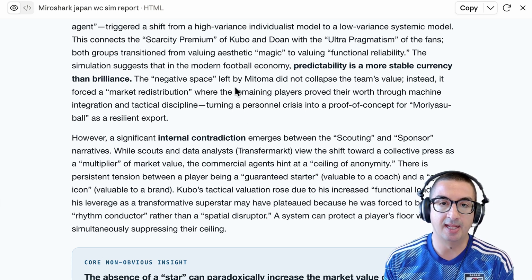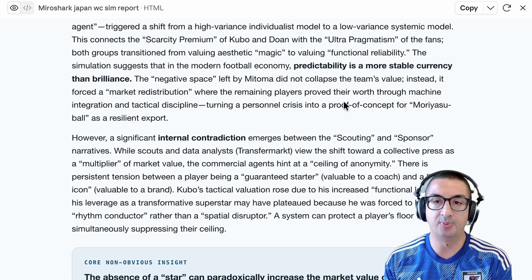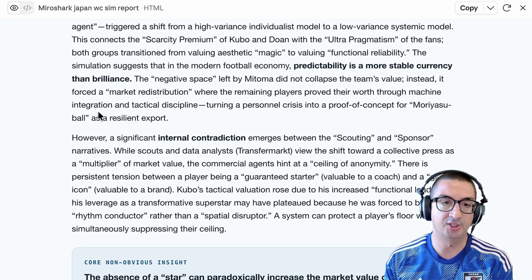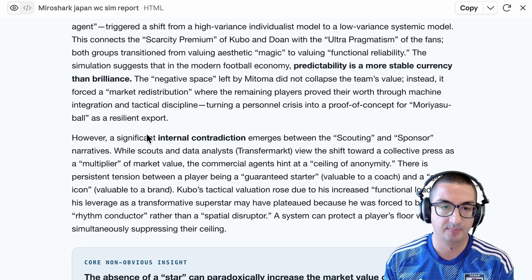The negative space left by Mitoma did not collapse the team's value. Instead, it forced a market redistribution where the remaining players proved their worth through machine integration and tactical discipline, turning a personal crisis into a proof of concept for Moriyasu Ball as a resilient export.